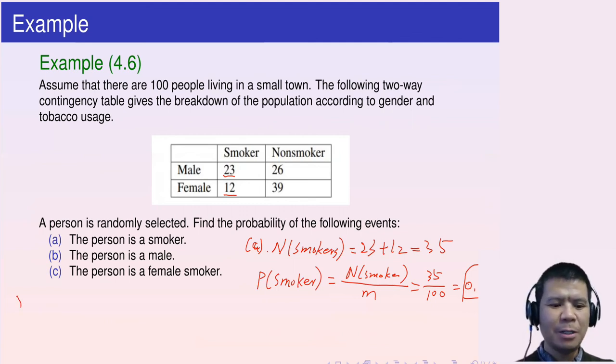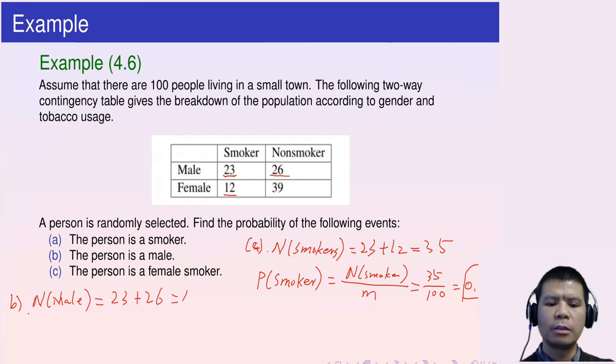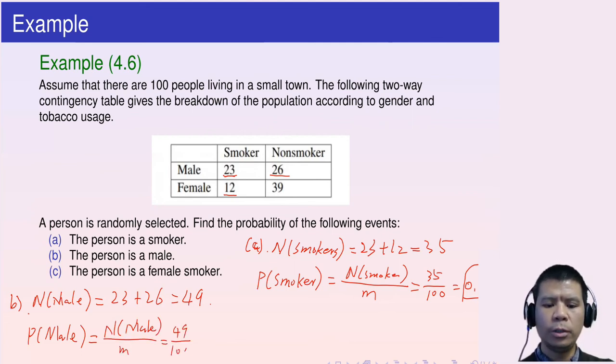Okay, very good. Now, similarly, B. N of male, how many males are there? That's the male smokers plus the male non-smokers, right? So that is 23 plus 26, that's 49. So the probability of male equals N of male over M, which is 49 over 100, that's 0.49.